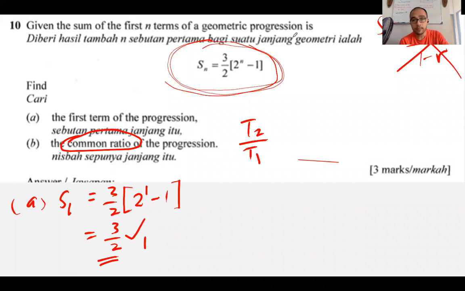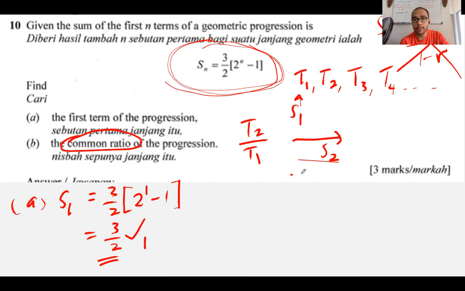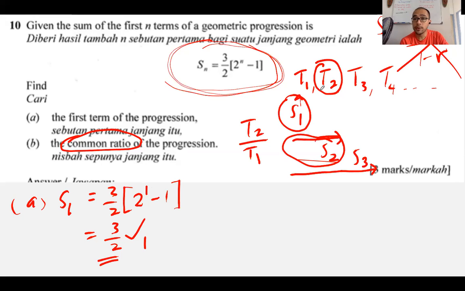Okay, so kalau kita susun semua sebutannya begini, T1, T2, T3, T4, and so on. So we know that S1 is just this. T1 plus T2 will be S2. T1 plus T2 plus T3 will be S3. So how do I find T2 sahaja? It will be S2 minus S1. Then I get T2.